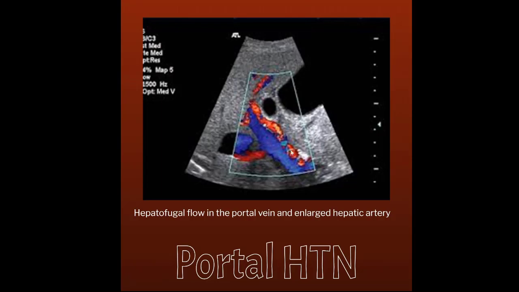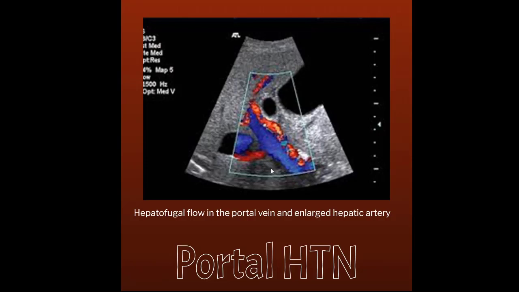In this example, though, we can see that the hepatic artery is traveling into the liver, but the portal vein is heading the opposite direction. So when blood is flowing out of the liver, we call that hepatofugal flow. A way to think of that: fugal, fugitive, so you can think of the blood running away from the liver, just like a fugitive would run away from police officers.